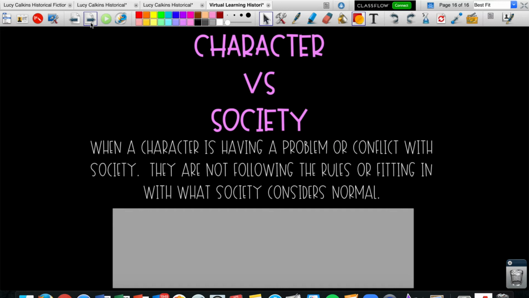They are not following the rules or fitting in with what society considers normal. Okay, so when you think of this, we could think of character versus society in today's world because we all are living in today's world. But if we're thinking to Tolliver's Secret, that's taking place during the American Revolution. Society was a whole lot different back then.